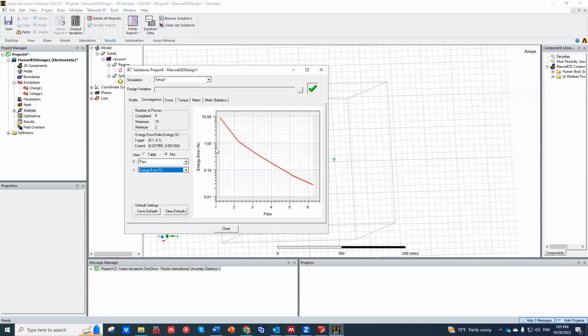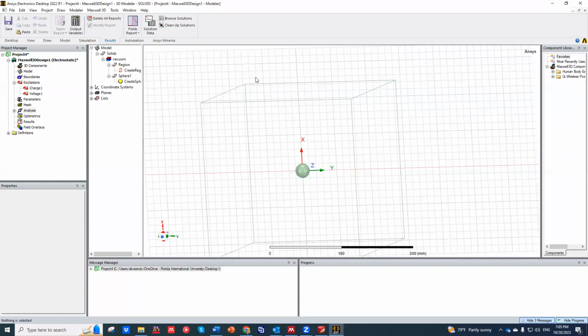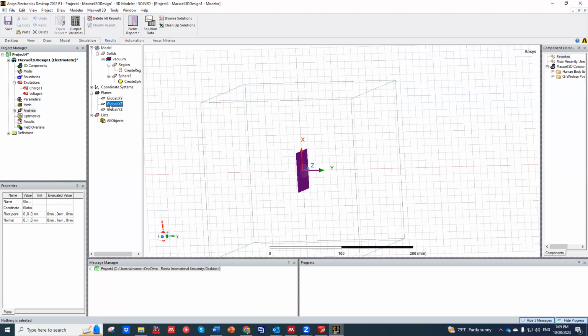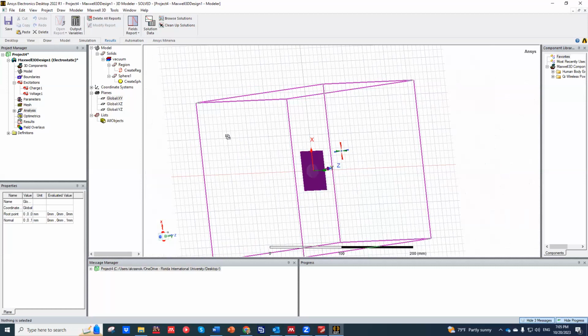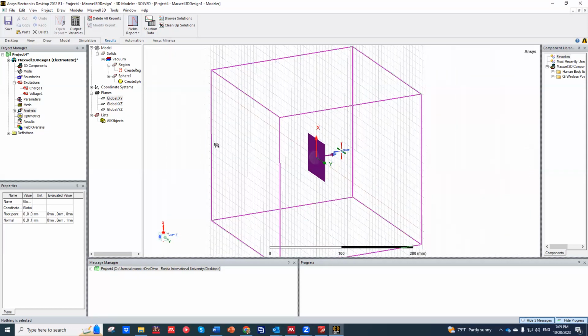Okay, so meanwhile, the project is executed, the simulation is done, and now I can, for example, tell the program what kind of result I want to see. And as a result, let me, for example, show the field in this XY plane.